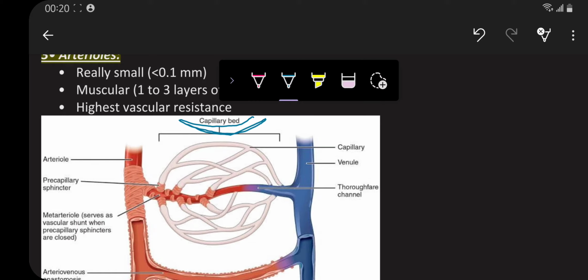And actually, right before we go into the capillary, we have these smooth muscle bands around the vessel, and these are called the precapillary sphincters. So these control the blood flow that goes into the capillaries.